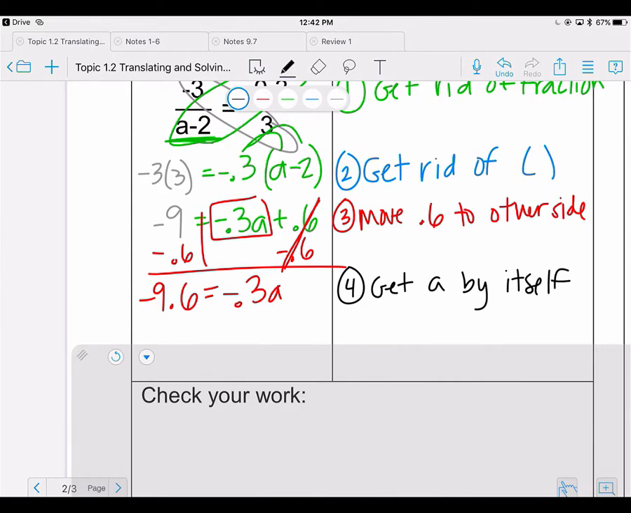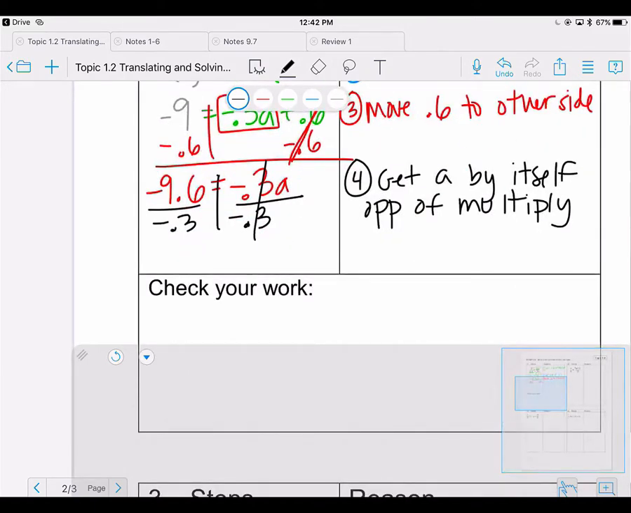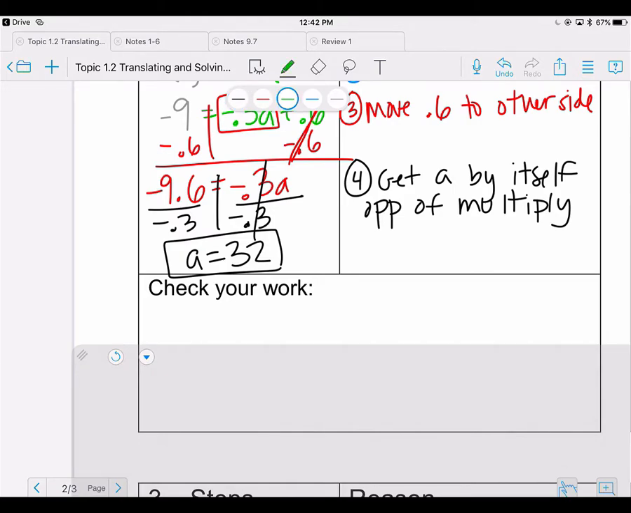And we divide because it's the opposite of multiplication. So we divide both sides by negative 0.3 because we need to divide. Negative 0.3 is being multiplied by A, so we need to divide, and A equals 32. You could also put 32 equals A.